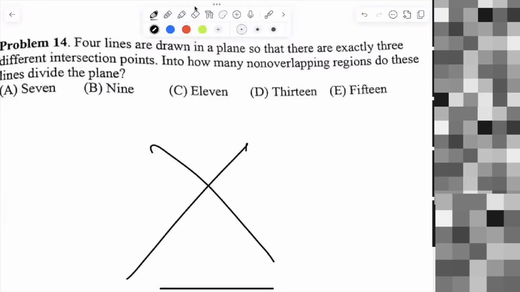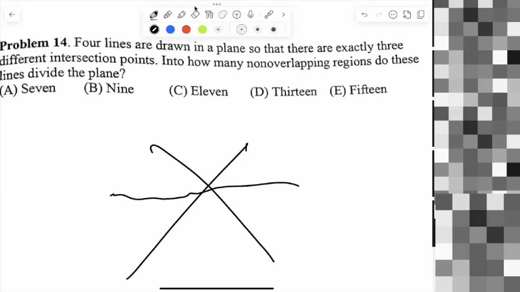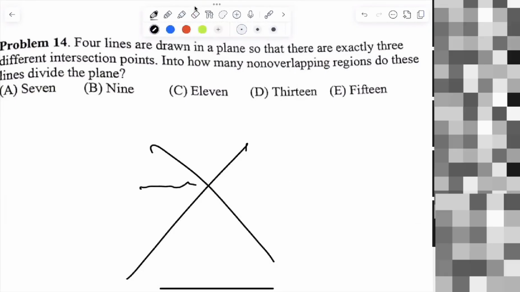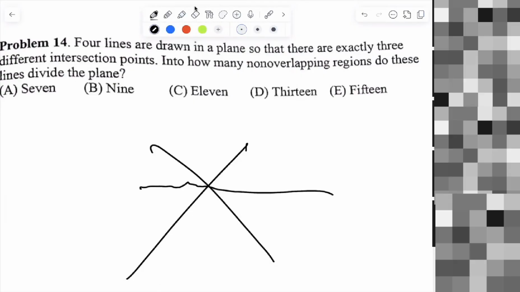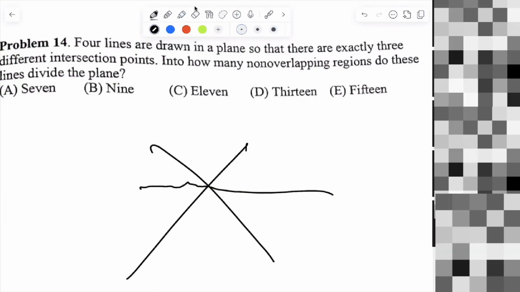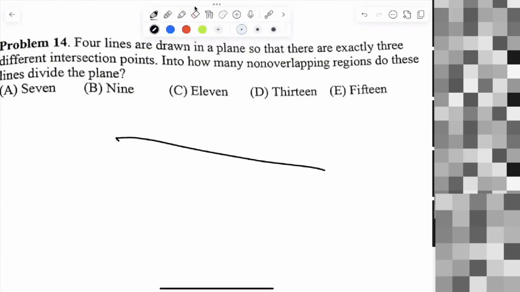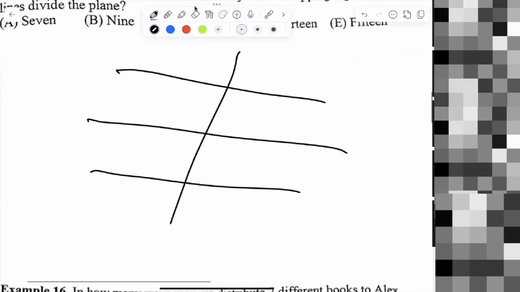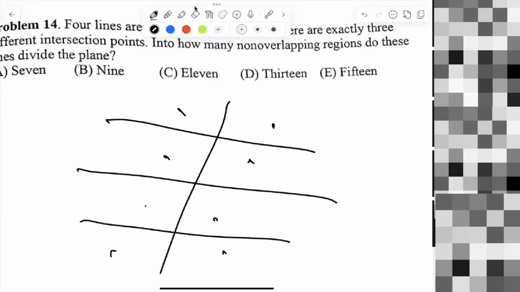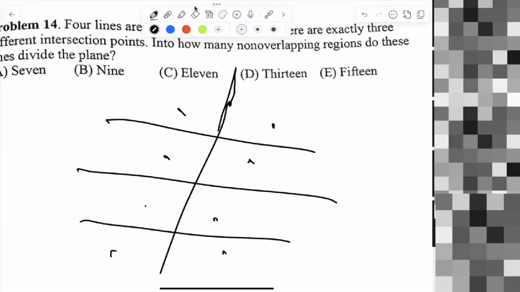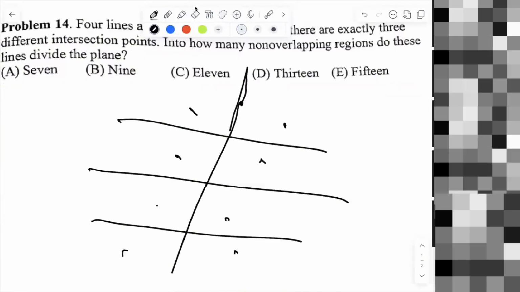What if we were to put one like this? Alright. Now we just want a third intersection. Okay? We can just do this and do this. But that just gives you 1, 2, 3, 4, 5, 6, 7, 8 intersections in this case. That is four lines technically.